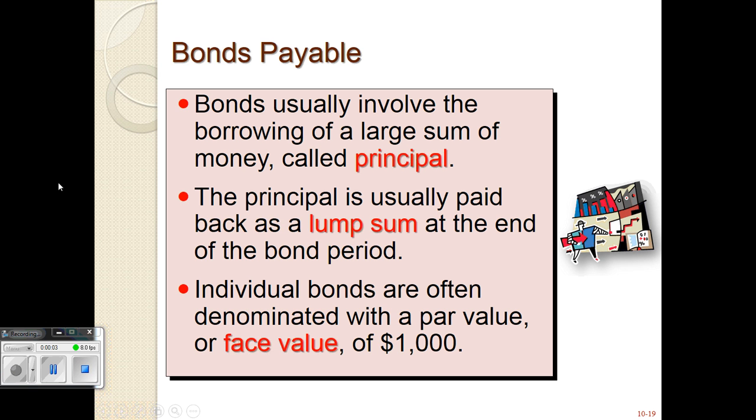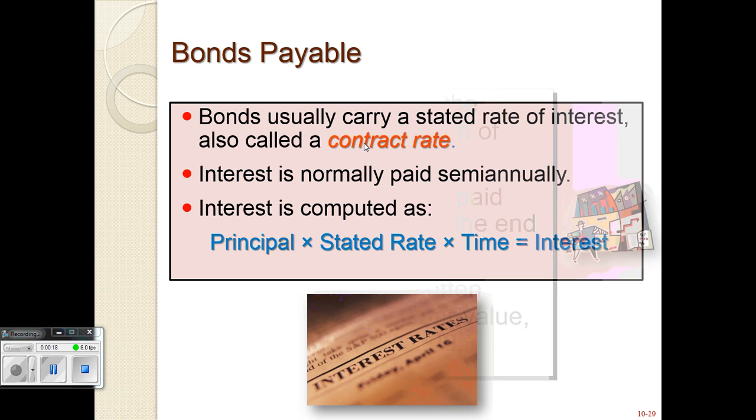This is Ralph Sass, and this is the second part of the lecture for Chapter 10 on liabilities, and we're beginning with bonds payable. Bonds are typically issued by large companies where they're borrowing a large sum of money. That large sum of money is called a principal.